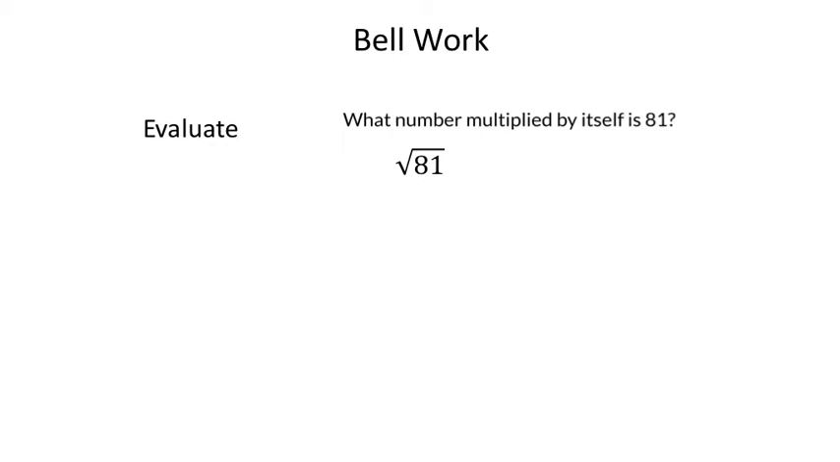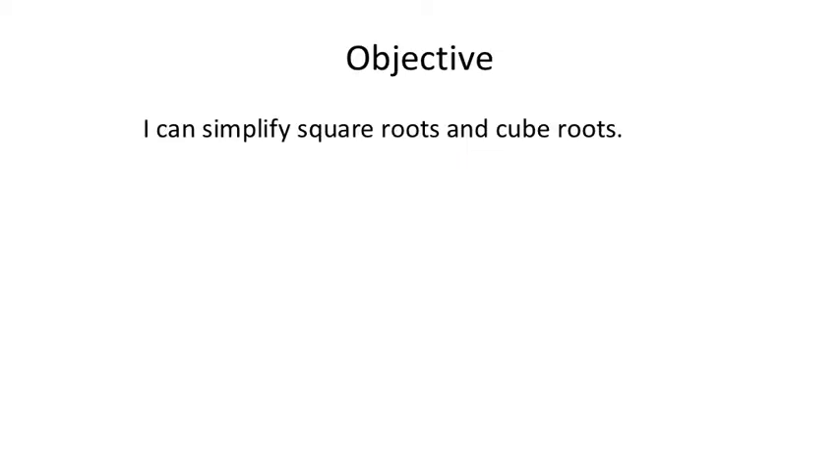So this may take some thought, but this is one of the perfect squares that we were hoping you have memorized by now, but if not, hopefully sometime soon, because it's 9. 9 times 9 is 81. So the answer to that question is just 9. We don't write it as 9 times 9, it's just a 9. Okay, so there's our objective.